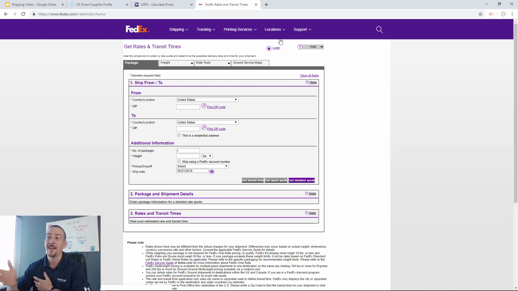FedEx is really cool. UPS is really cool, where they have these calculators that help you decide what products you want to sell based off of weight and shipping costs. So you can come in and say, okay, if things are shipping from the West Coast to the East Coast and it weighs this much, how much am I looking at with UPS? And this is really going to help you decide which one to use if you want to be shipping off your own carrier accounts.